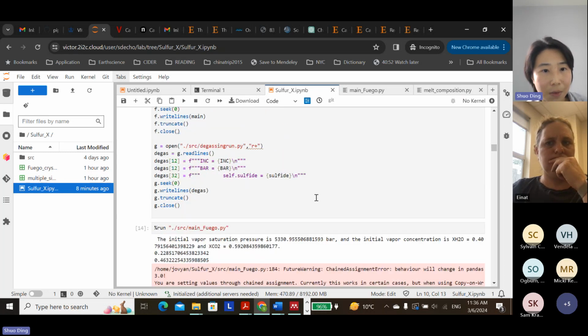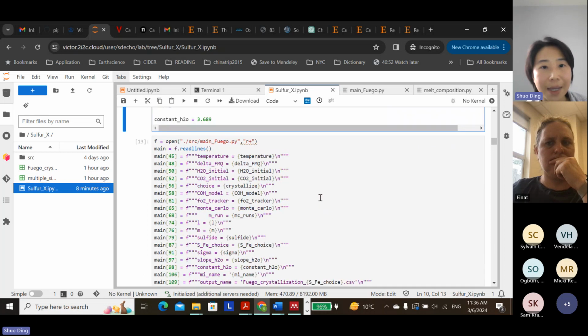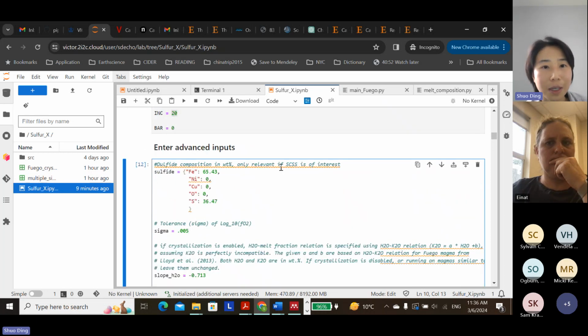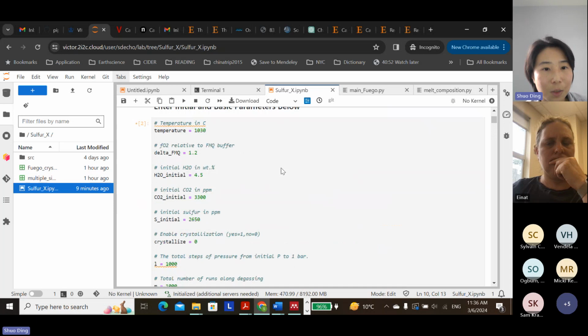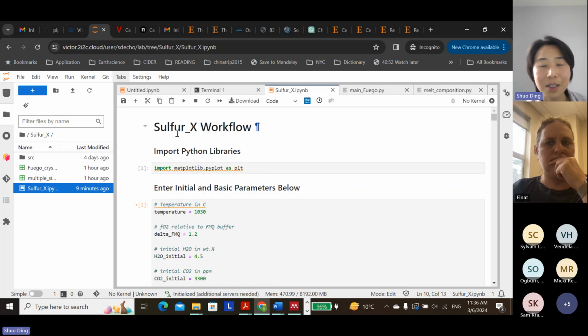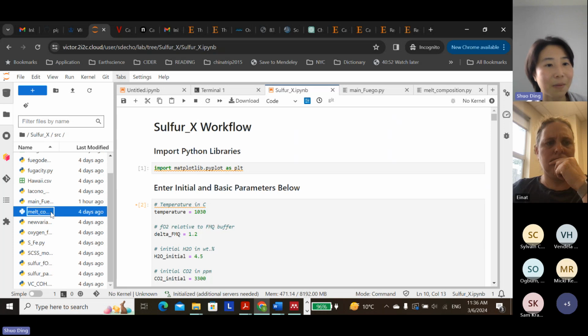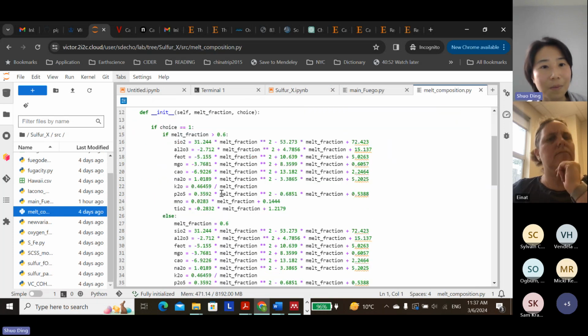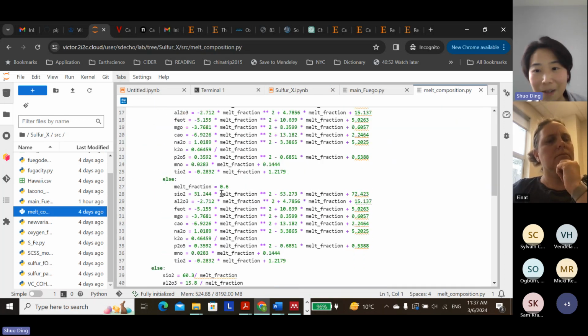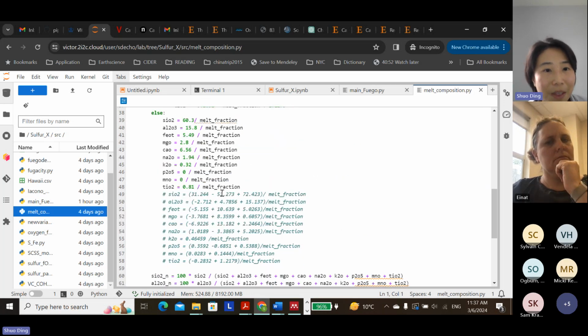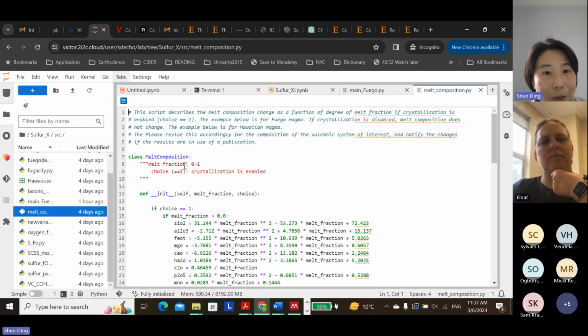I think so. These are all the things, but I guess there's another input which is not in this workflow, but you can still change. It is the melt composition. So I think what you want to do is go to this source file folder, and you have the melt composition.